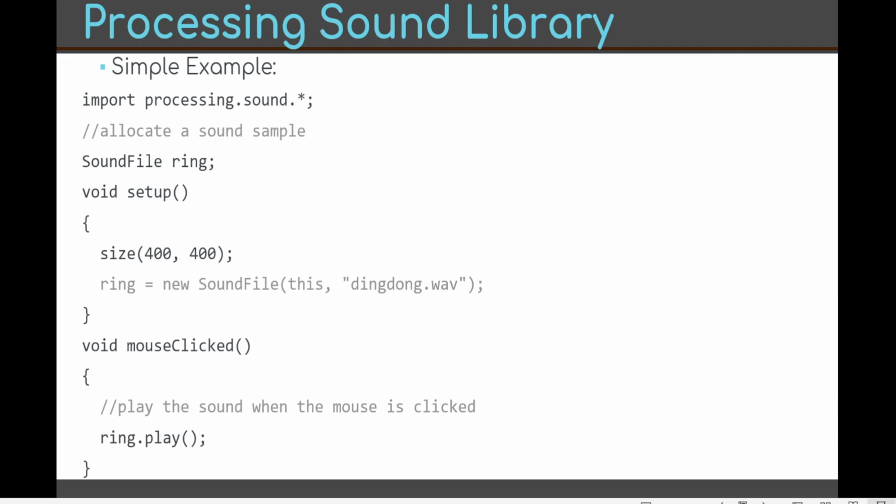So it takes a wave file, reads it, puts it in the sound file data structure, and that new instance that holds the ding-dong wave is then pointed at by ring. And on a mouse click, we simply do ring.play. Let's take a look.